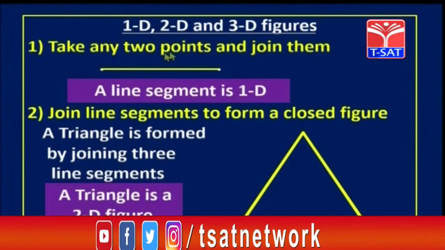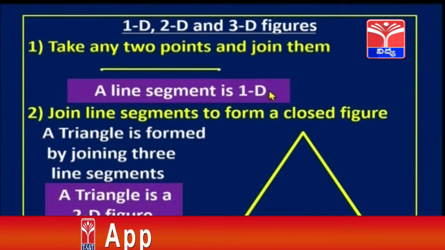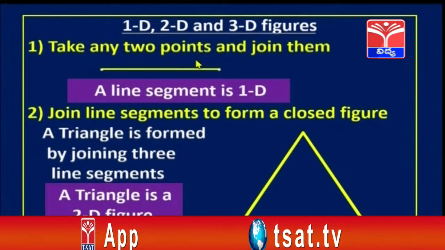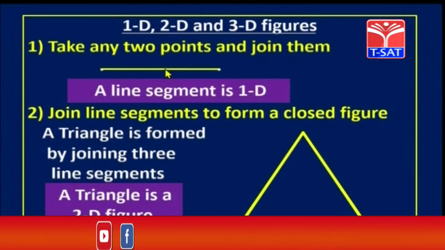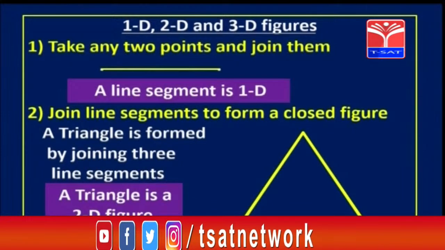Children, when we join 2 points, we get a line segment which is 1-dimensional, and a point does not have any dimension, but when you join 2 points, you will get a line segment which is 1-dimensional, and when we join these line segments, we will get a closed figure. Here we are getting a triangle which is a 2D figure.